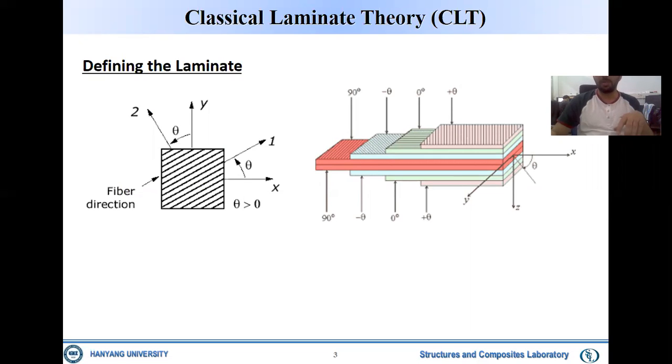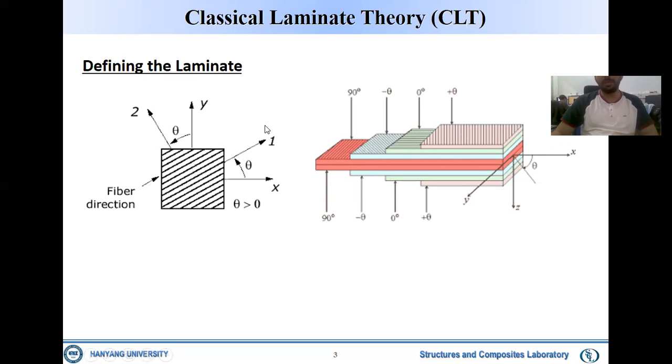The stack is defined by the fiber direction of each ply, like this. We see some plies are 0 degree, 90 degree. The fiber angles are measured from a general coordinate system defined here. In this fiber angle, axis 1 is the fiber direction, and 2 is the normal to the fiber direction, and similarly 3 will be the normal to the ply, which will be the z-axis.